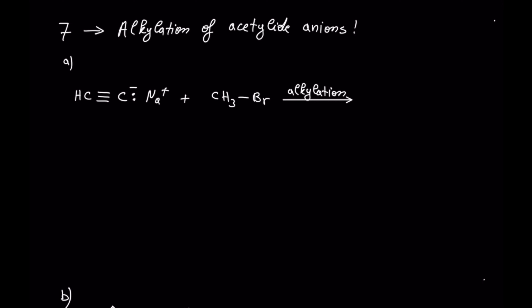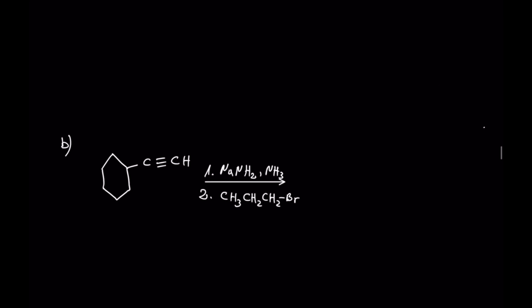You have the acetylide ion here, and it's going to react with a primary halide. The alkylation happens, and the final product is formed. So we have the addition of one methyl group here. Let's move to point B.